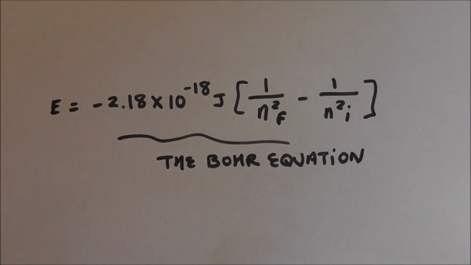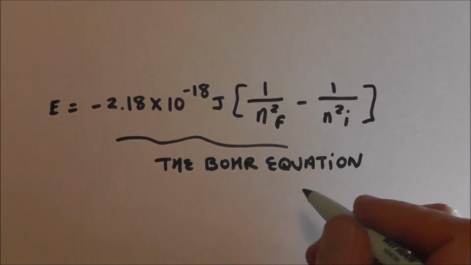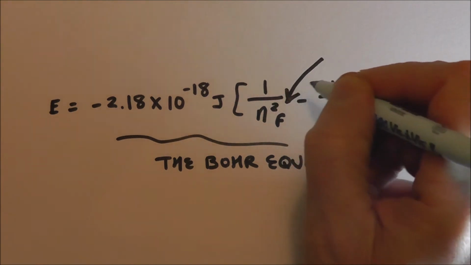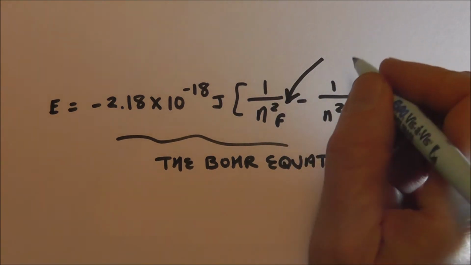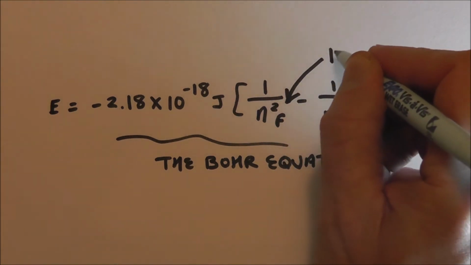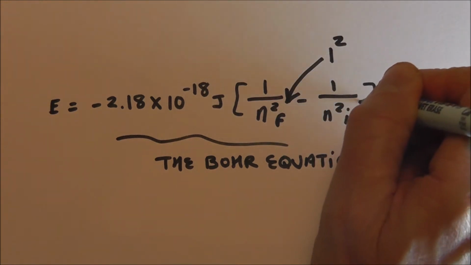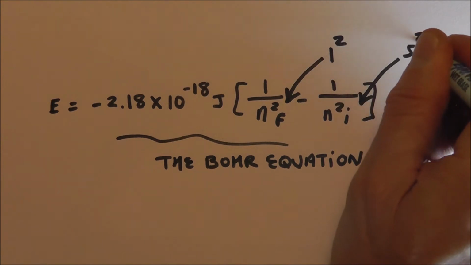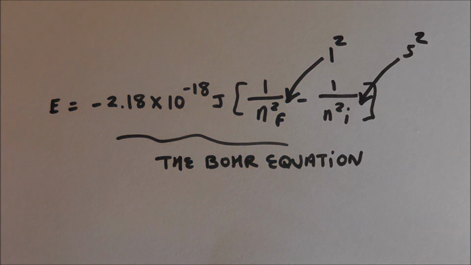Sorry about that. So let's plug in. Final is where the electron relaxes to. That's going to be 1 squared. Initial, that's where the electron comes from. It's going to be 5 squared. Let's plug it in and do a little bit of algebra.